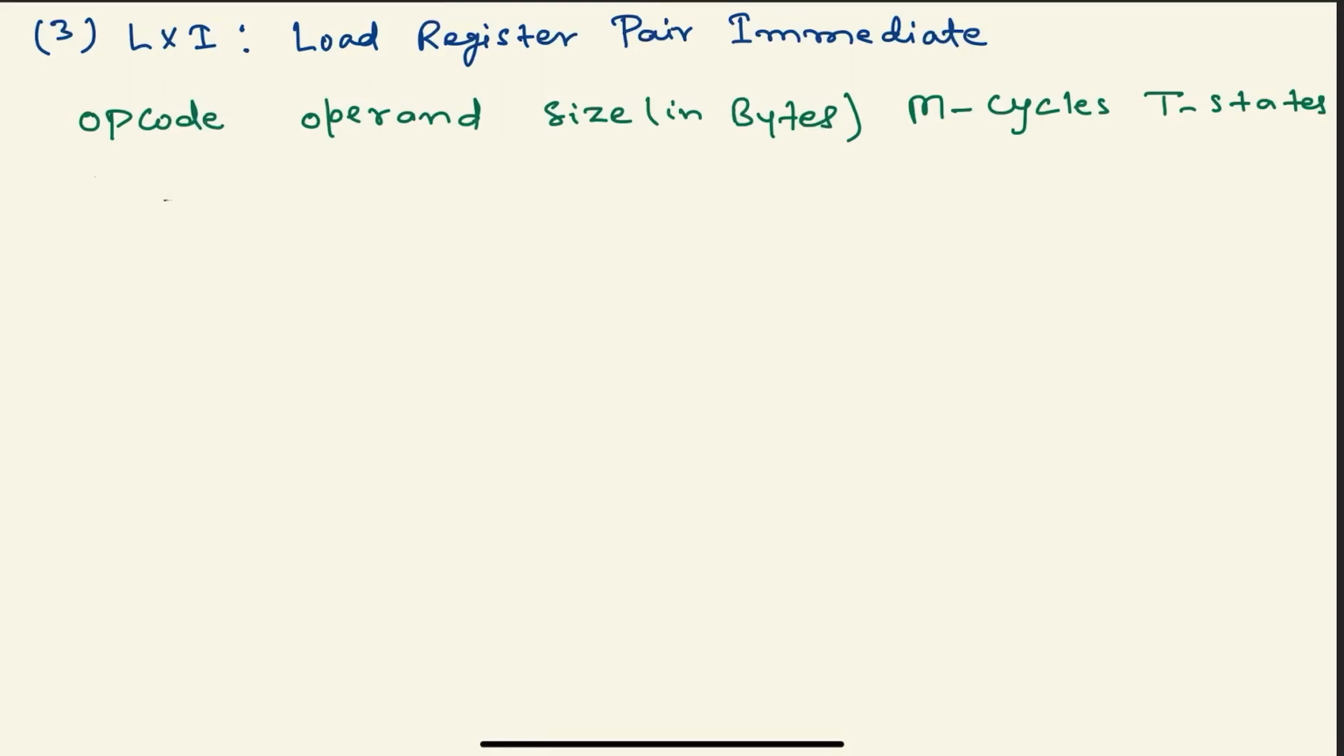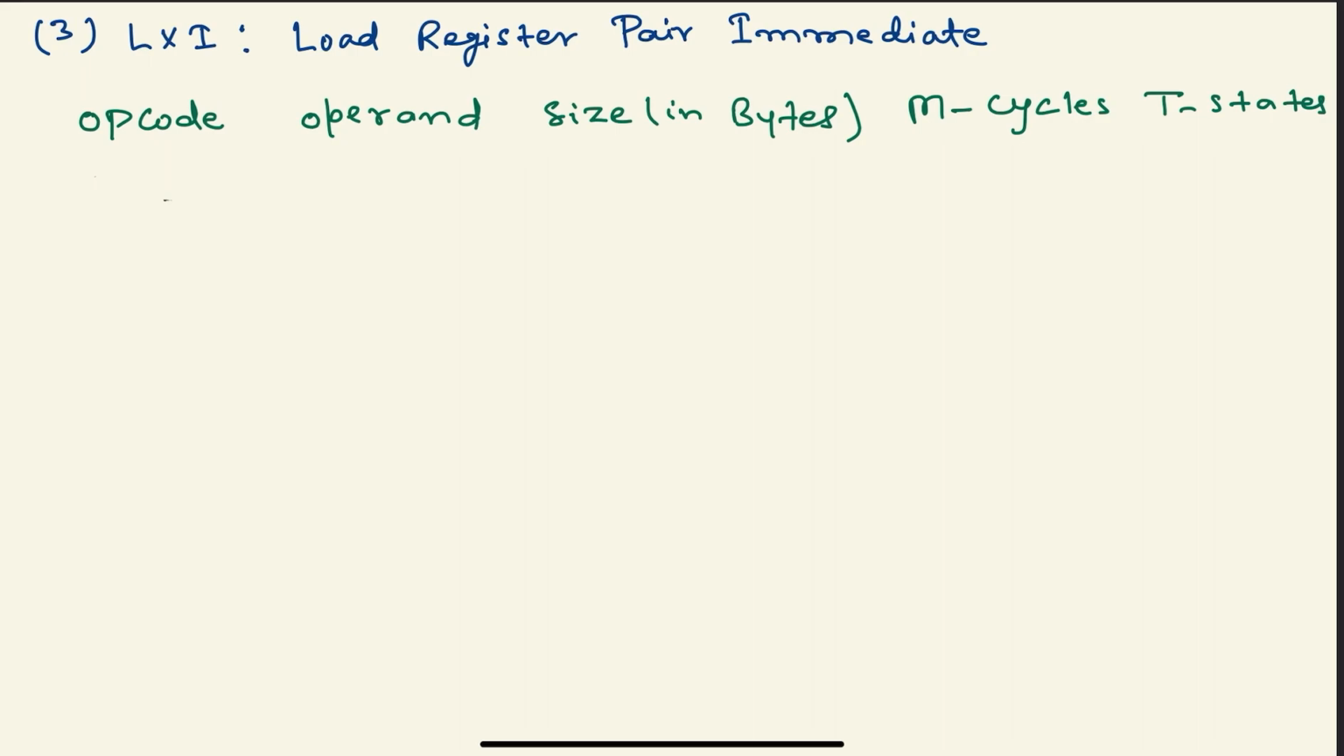So in this video, I'm going to explain the third instruction of the group of data transfer or data copying instructions. This third instruction is called LXI. The functionality of this instruction is load register pair with immediate values.